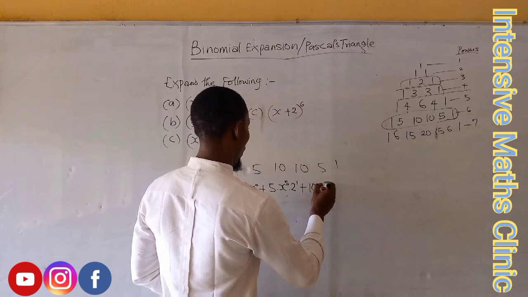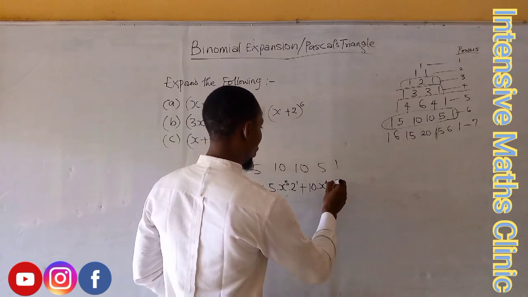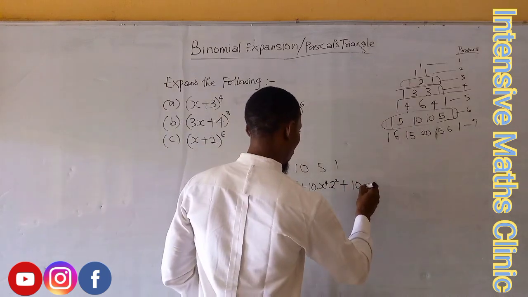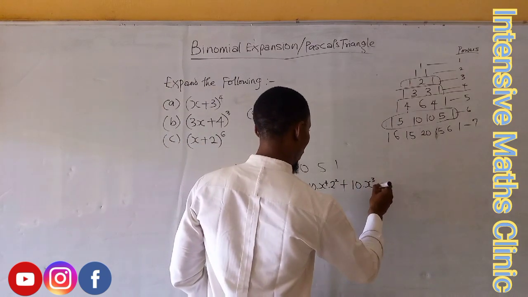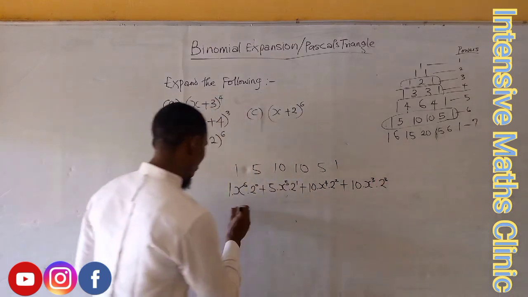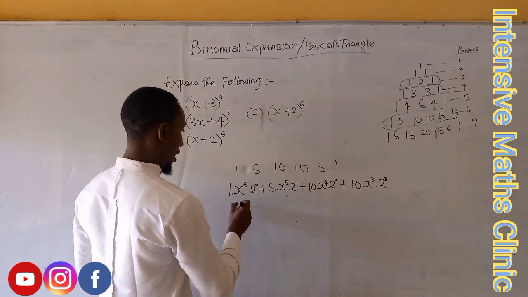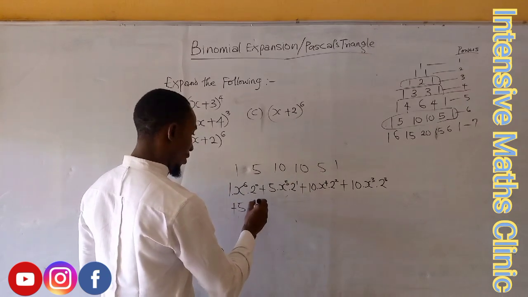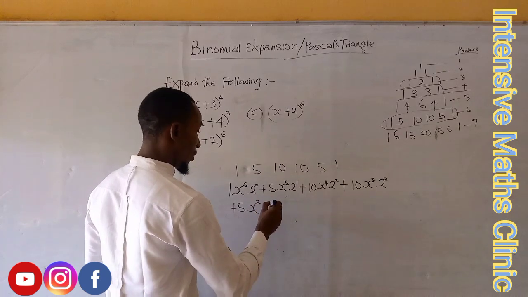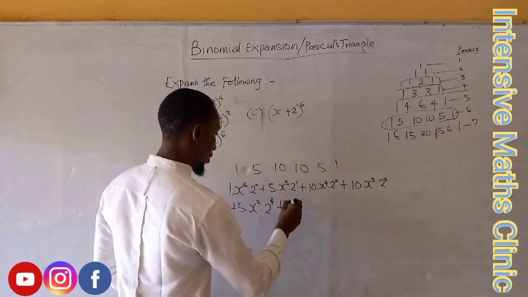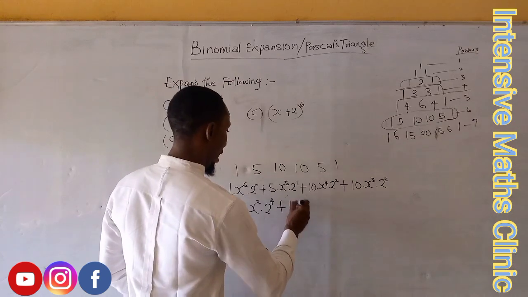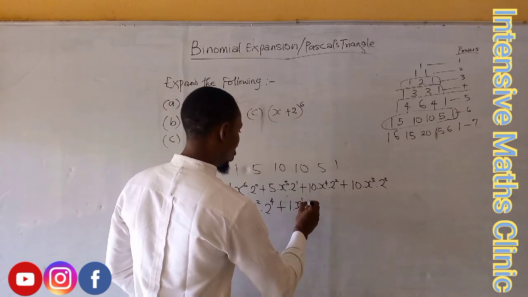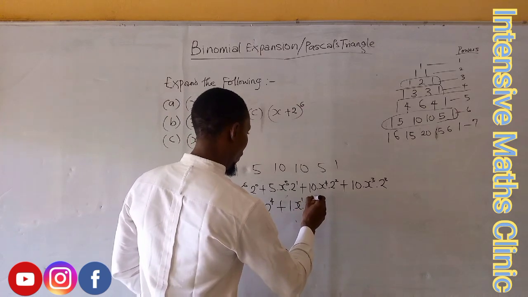x raised to the power of 4 multiplied by 2 raised to the power of 2 plus 10 multiplied by x raised to the power of 3 multiplied by 2 raised to the power of 3 plus 5 multiplied by x raised to the power of 2 multiplied by 2 raised to the power of 4 plus 1 multiplied by x raised to the power of 1 multiplied by 2 raised to the power of 5.